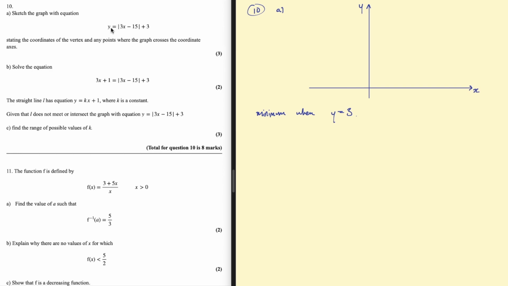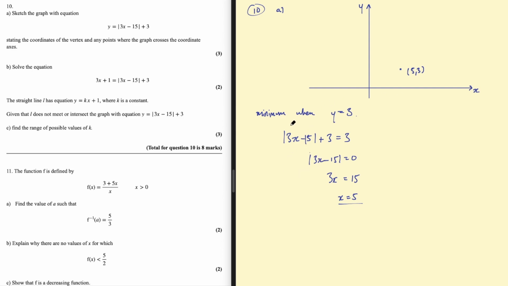And then we can find the x value related to that. So we'd have 3x take 15 plus 3 equals 3. So the absolute value of 3x take 15 equals 0. And then we can get rid of the absolute value symbols, because it's equal to 0. So then we have 3x equal to 15, so x equals 5. So that's the minimum at x equals 5, y equals 3. So, roughly there somewhere.